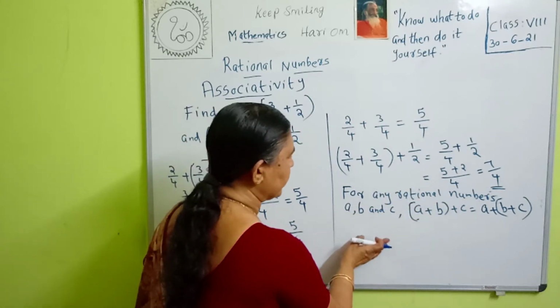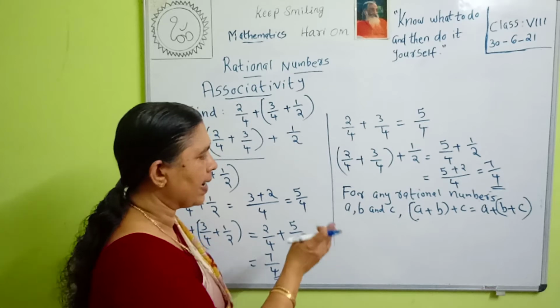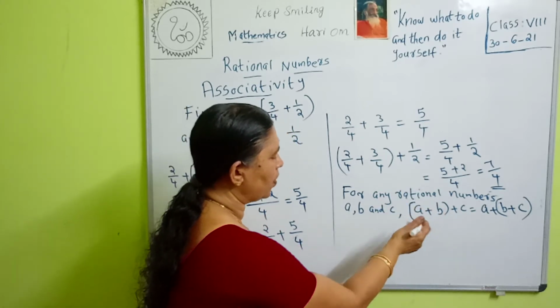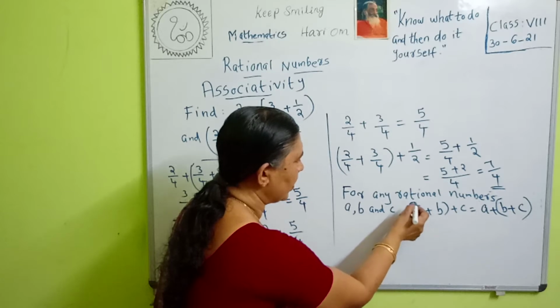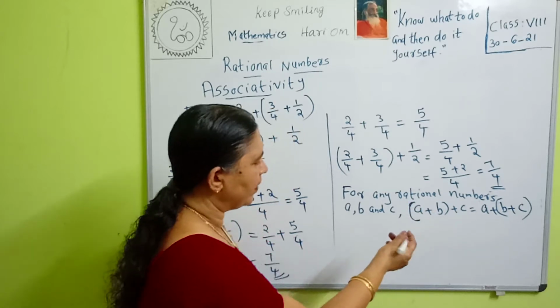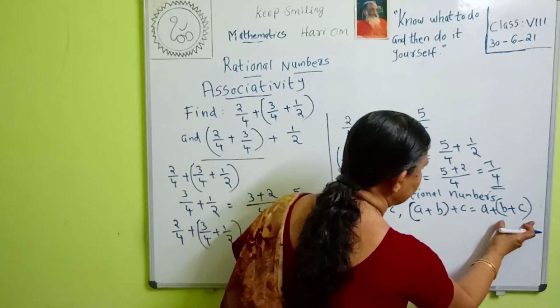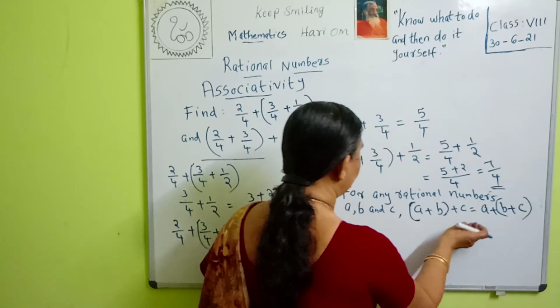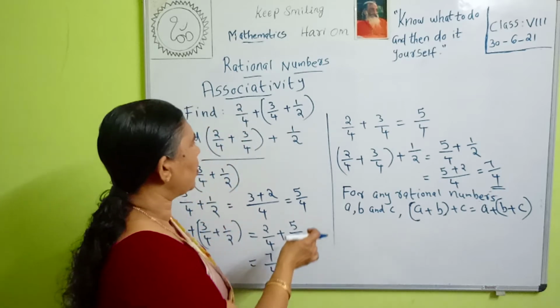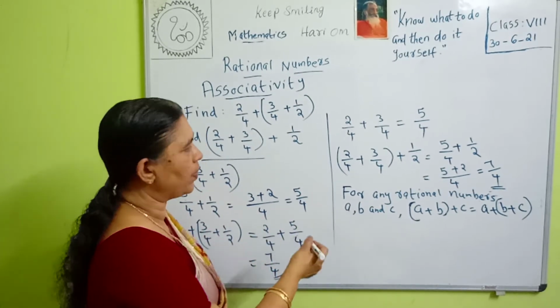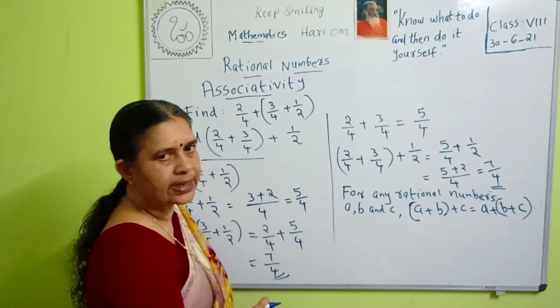So for any rational numbers a, b and c, (a + b) + c is equal to a + (b + c). So first you do the operation in the bracket: first you add a plus b and then add it with c. Here first you add b plus c and add it with a. This property is called the associative property. That is, we can add the numbers in any order but the sum remains the same. Okay.